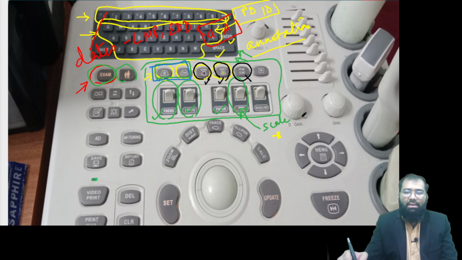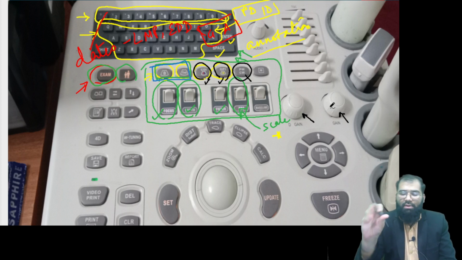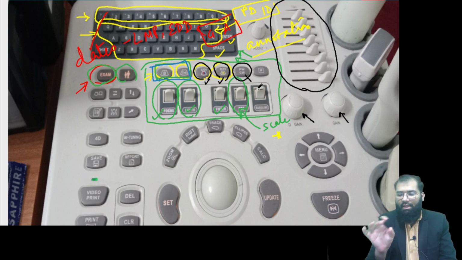Now you can see these two knobs, they are for gain. So you can increase or decrease the gain just by moving it to the right and to the left. Now you have got time gain compensation, which is over here. Depending upon this, you can change the gain in a particular area of the image which you have.